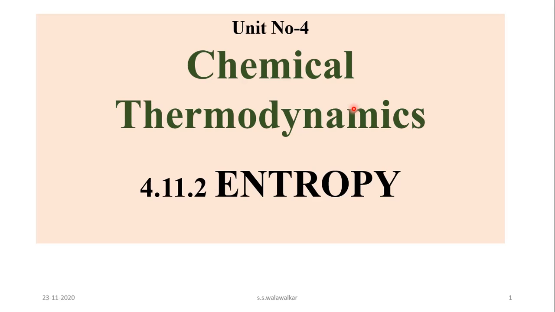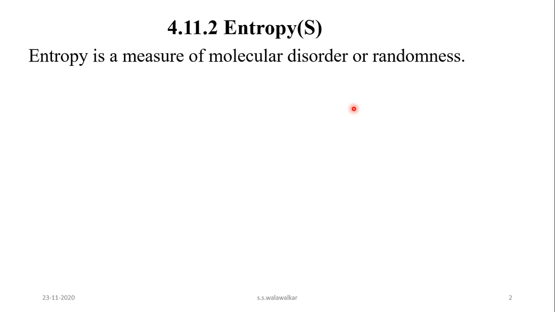And therefore, we have to consider another thermodynamic factor that decides the spontaneity of the reaction. That factor is entropy. Today, in this lecture, we will learn what is meant by entropy and how it is measured. So, entropy is a measure of molecular disorder or randomness produced during the chemical reaction, and it is denoted by the capital letter S.